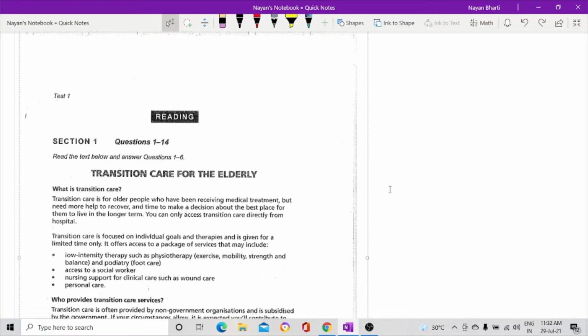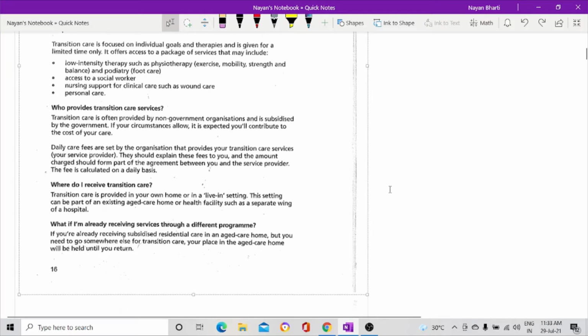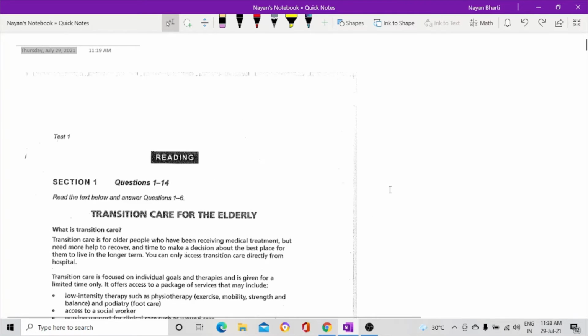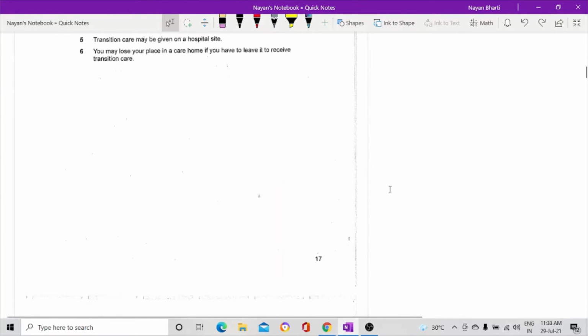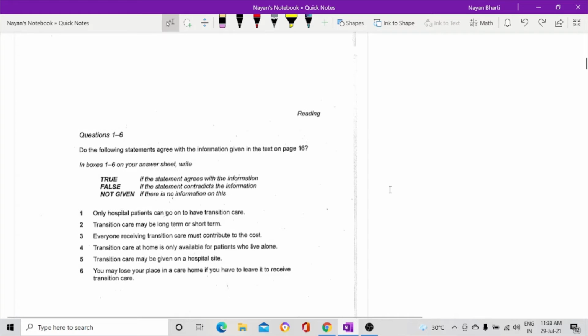Let's start. So this is the general one. As you must be aware, in section 1 for general there are always 2 passages. The first passage over here is transition care for elderly. In this there are 6 questions of true, false, not given. Now how do we do true, false, not given? It's not necessary to read the whole passage. It will waste your time, because true, false, not given will always follow an order. So let's see how to solve this one.